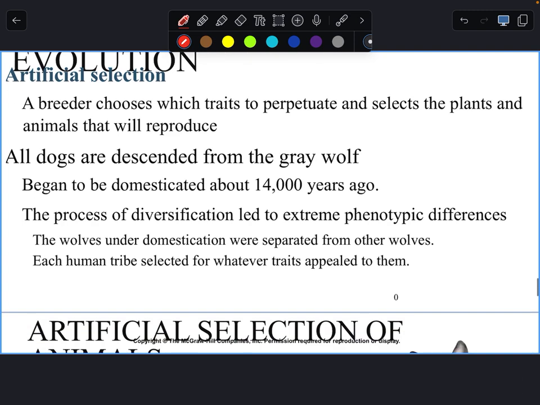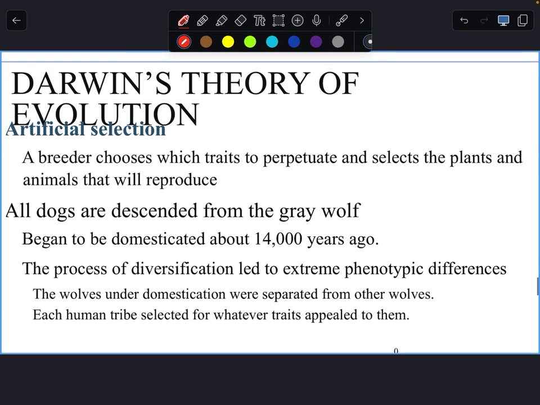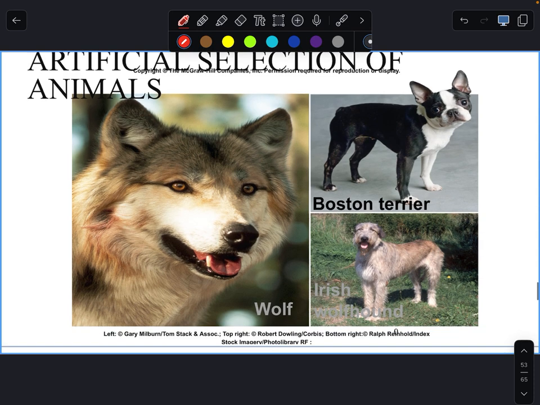Okay. Darwin, how did he come up with this stuff? He understood something about artificial selection, which is when breeders choose which traits to perpetuate and select. And so dogs descend from the gray wolf 14,000 years ago. The process of diversification led to extreme phenotypic differences. Look at this. Boston Terrier versus the Irish Wolfhound.